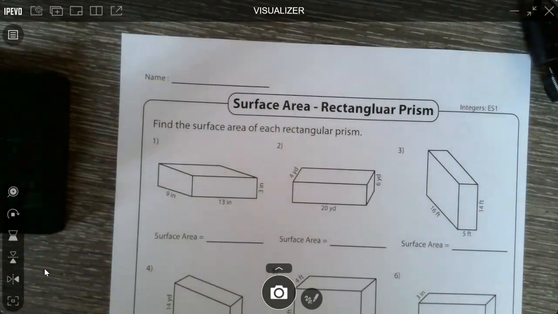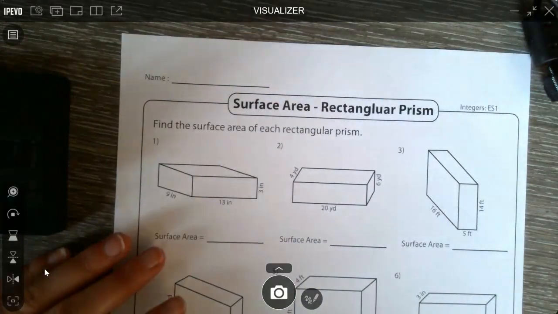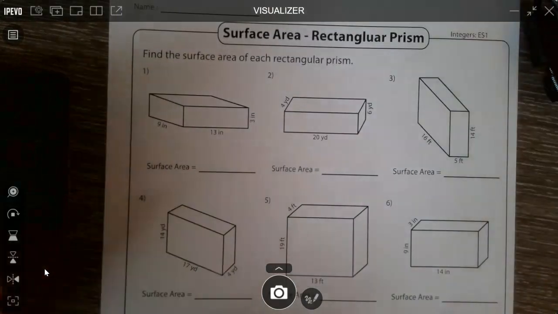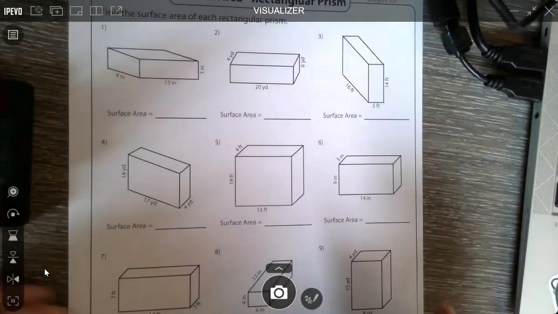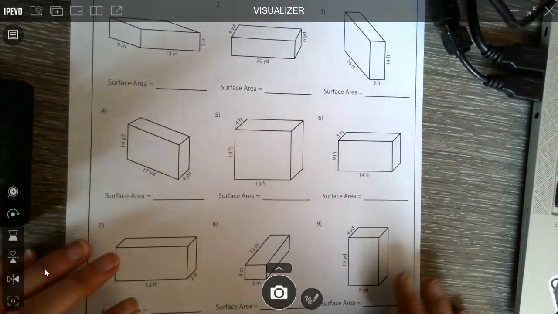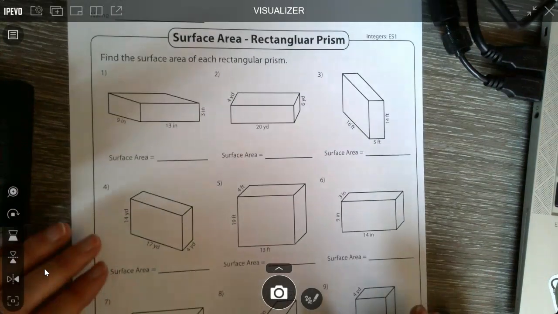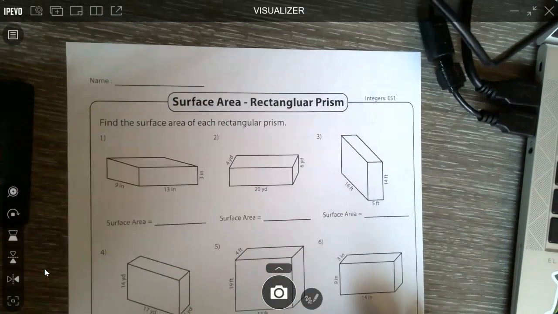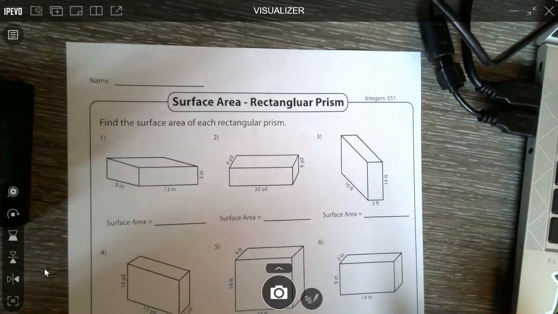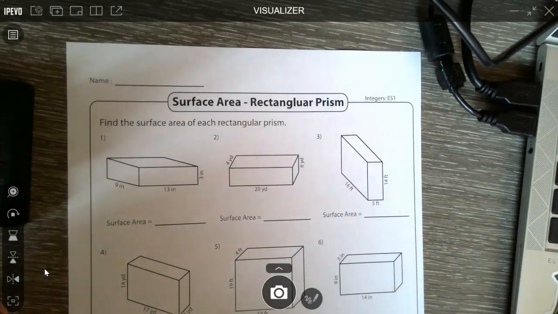All right, so first side we're going to talk about is the surface area. All we are finding is surface area of rectangular prisms, okay? So remember back from 6th grade, when you find the surface area, you're thinking of covering up a package. How much do you need to wrap it up? So it's all the outside surfaces.